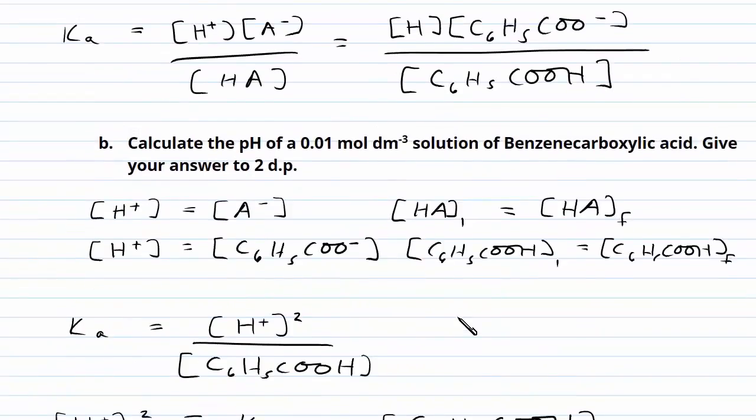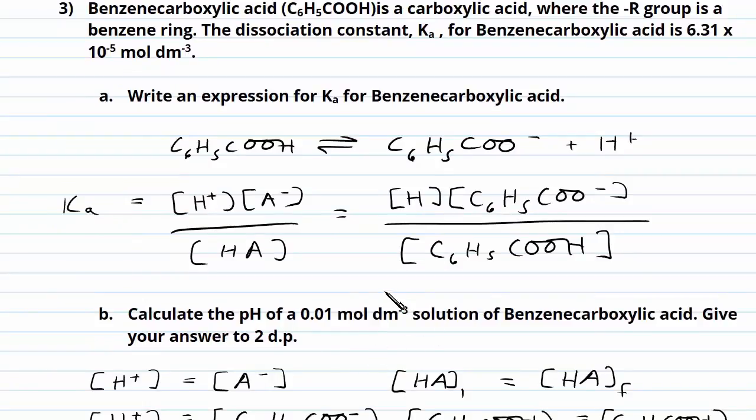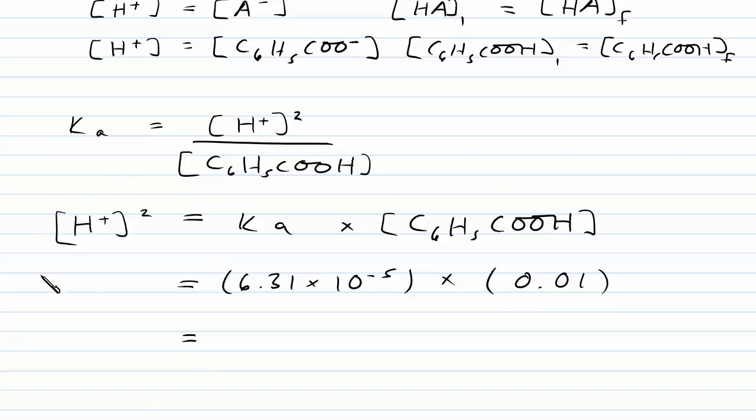And you'll see we're actually given both these values in the question. If I scroll up, you can see that the concentration of our benzene carboxylic acid is given over here, 0.01 moles per decimeter cubed. And we're given the value of Ka over here, 6.31 times 10 to the minus 5. So we can go ahead and substitute in those values. Ka is 6.31 times 10 to the minus 5, and our value for the concentration of our benzene carboxylic acid is 0.01.